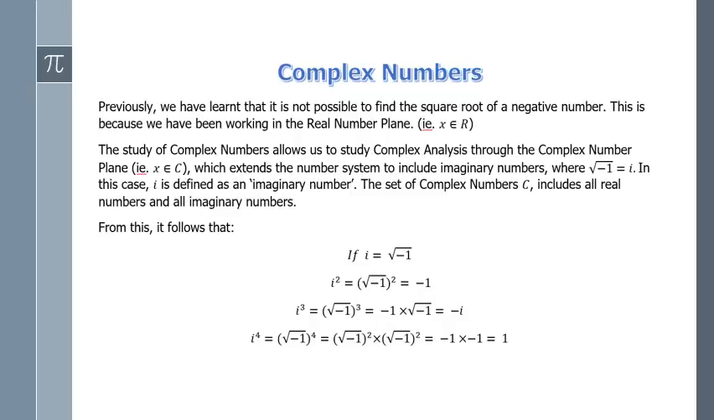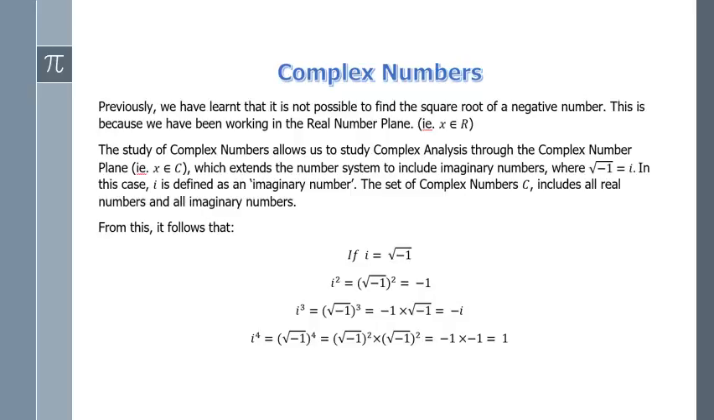So real numbers come from the real number set. Imaginary numbers come from the complex number plane, which includes imaginary numbers. Here, if we have the square root of -1, we let that equal i, which is our imaginary number. The set of complex numbers is C. The real number system is R. R is a subset of C. All real numbers are part of the complex number plane.